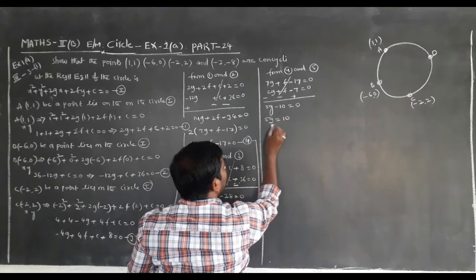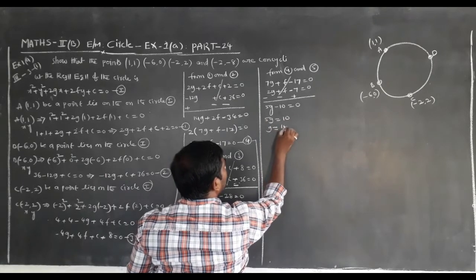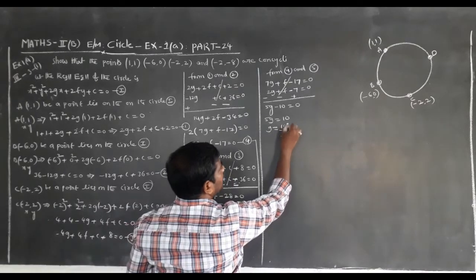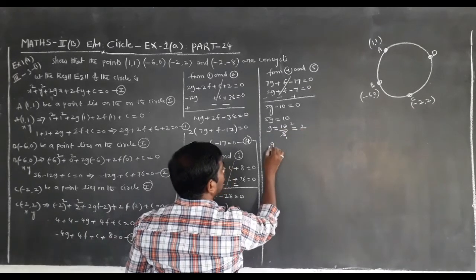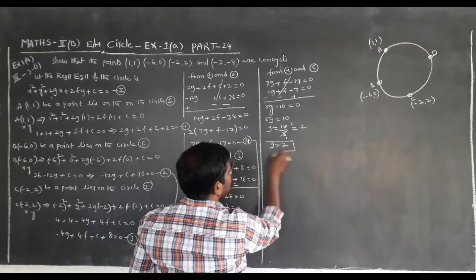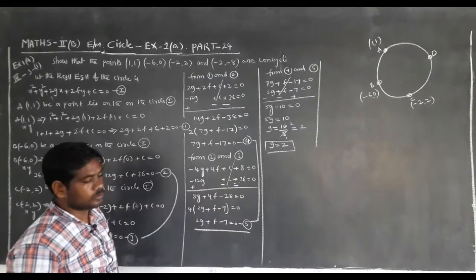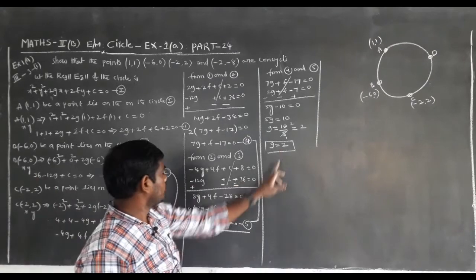5g is equal to 10. g equals 10 by 5. 5 1s are 5, 5 2s are 10. Therefore, g is equal to 2.